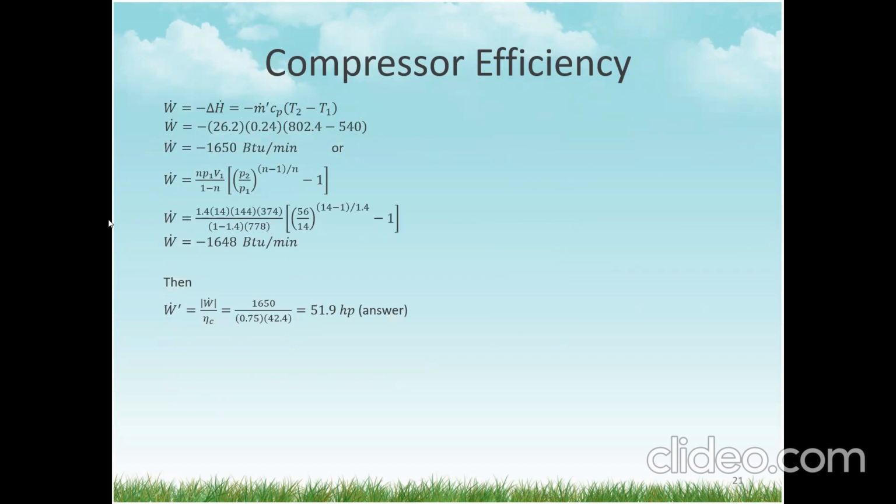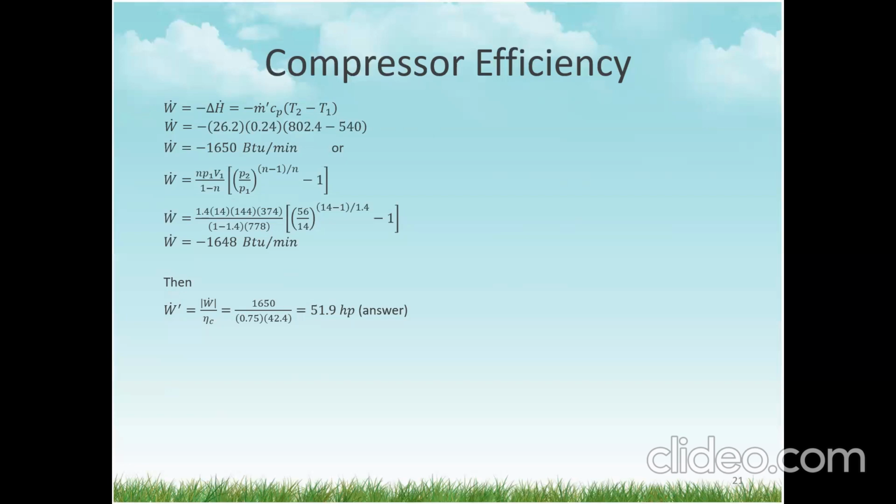So, now, kinuha natin yung kasi itong formula ng work. Work is equal to negative delta H is equal to negative m prime Cp times T2 minus T1. So, this is now negative of 26.2 times 0.24 times 802.4 minus 540, or negative 1650 BTU per minute. Sa sign convention, ang work is laging sa compressor work is laging negative. Okay? Kasi nasa ano siya, Q is equal to delta U plus work. So, yung work doon, out. Di ba? Output. A compressor input, kaya negative.